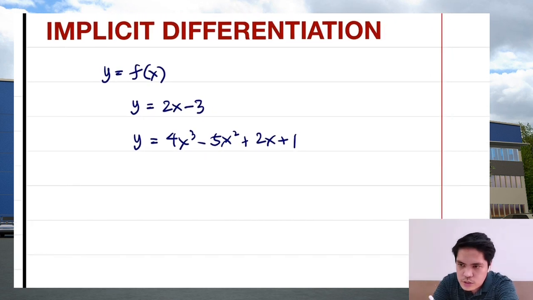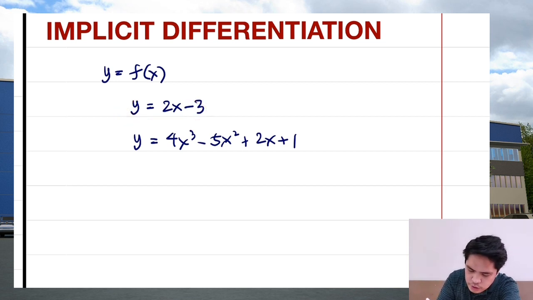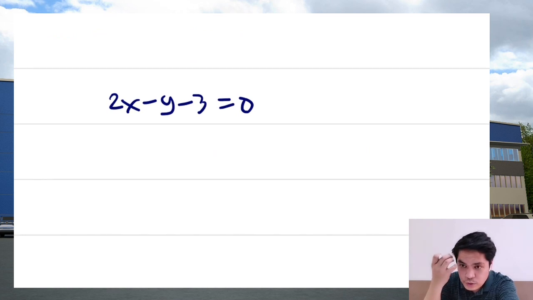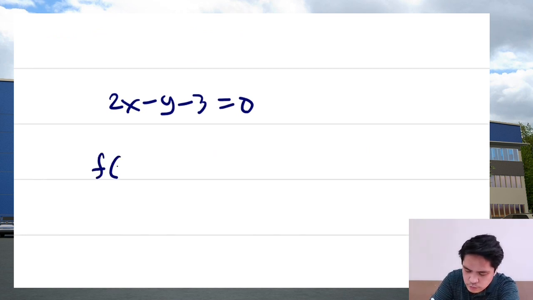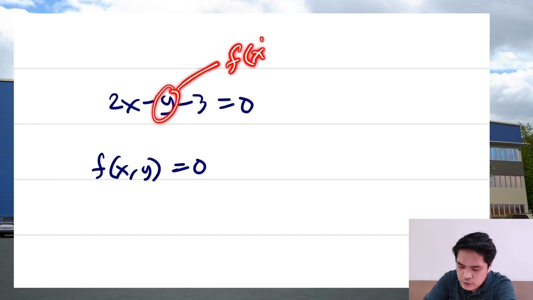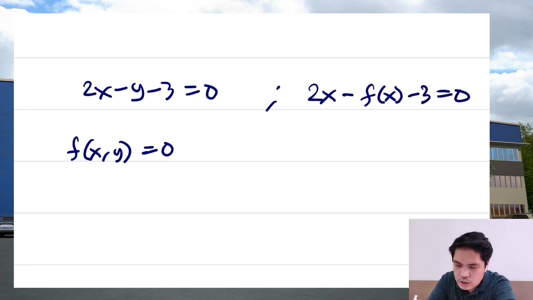Now, certain functions are also expressed implicitly. For example, this function is expressed as 2x minus y minus 3 equals 0. So, it is in implicit form, where the form of the function is f of x, y equal to 0. Or if we define y as a function of x, then this is also understood as 2x minus y, which is f of x, minus 3 equal to 0.